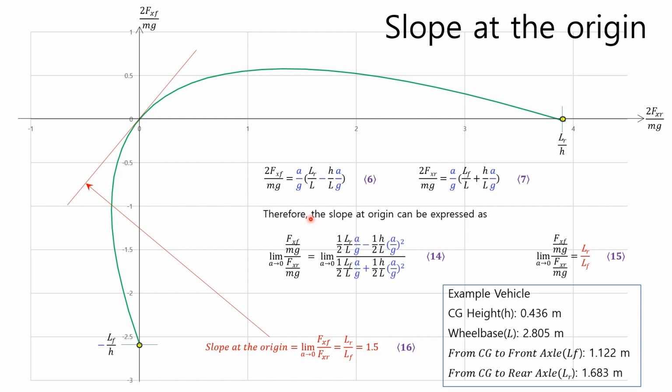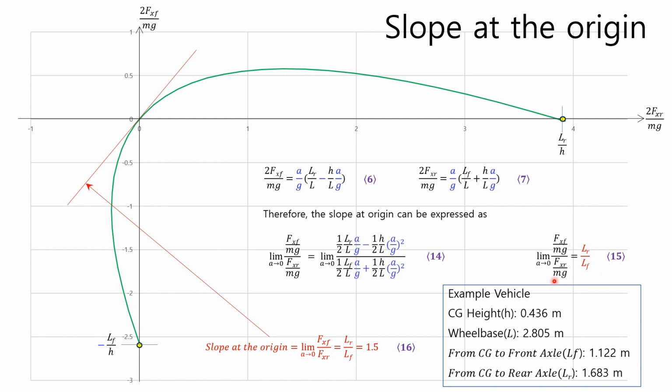Since the slope at the origin is the increase in the front axle force with respect to the increase in the rear axle force at the origin, it can be expressed as the increase in the front axle force divided by the increase in the rear axle force, and the slope at the origin can be obtained by finding the limit value when the acceleration converges to 0 in equation 14. Therefore, the slope at the origin can be expressed as equation 14. If we rearrange equation 14, only the first term of the numerator and denominator remains, so the final result can be expressed as equation 15.